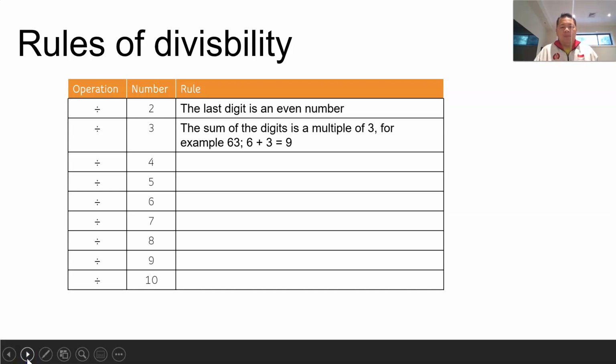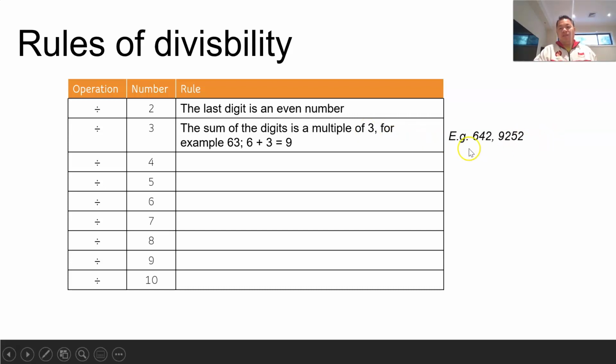What about numbers that are divisible by 3? It states that so long as the sum of the digits in the number is a multiple of 3, the number is divisible by 3. For example, to find out whether 63 is divisible by 3, you just need to add the digits. 6 plus 3 is 9. Is 9 divisible by 3? Yes. So therefore 63 is divisible by 3.